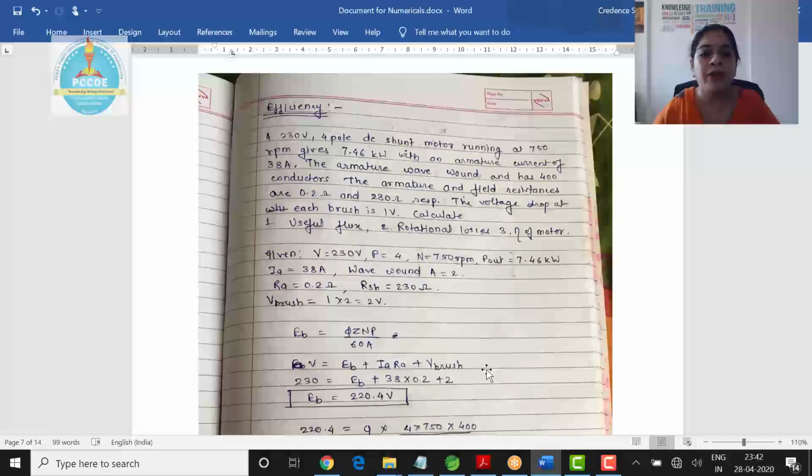Okay. Now what we have to calculate? Useful flux, rotational losses and efficiency of the motor. So first we will write down the given data. Supply voltage is given, that is 230 volt.